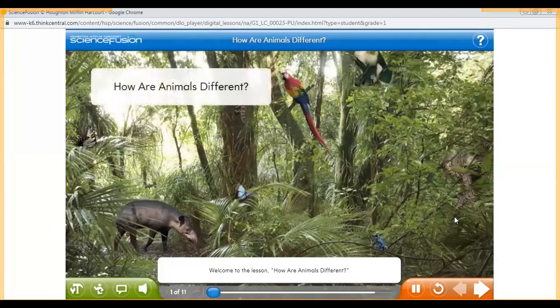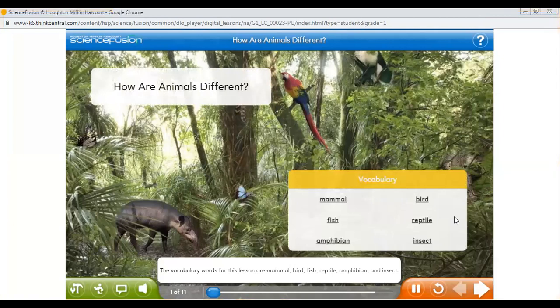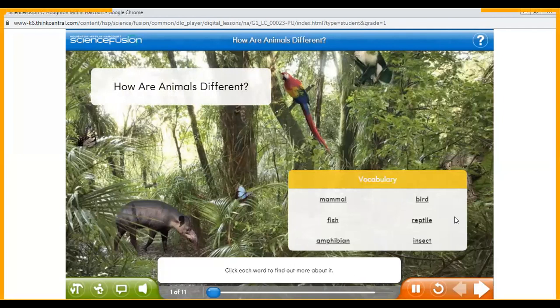Welcome to the lesson, How are animals different? The vocabulary words for this lesson are mammal, bird, fish, reptile, amphibian, and insect. Click each word to find out more about it.